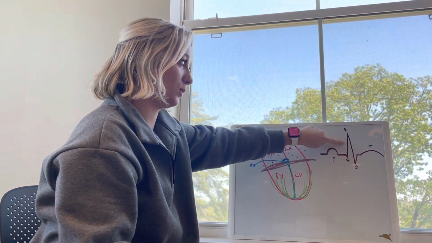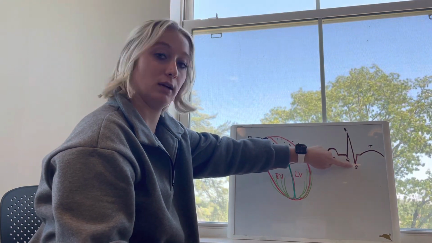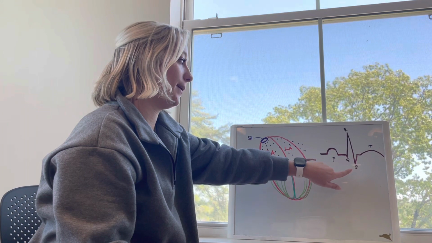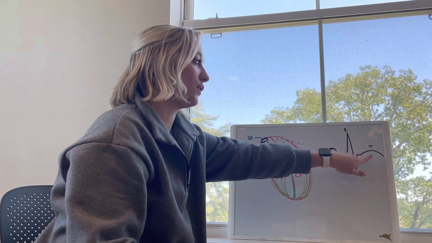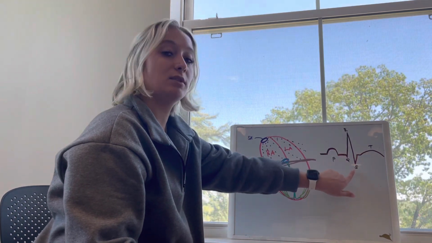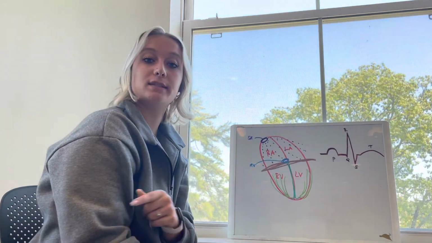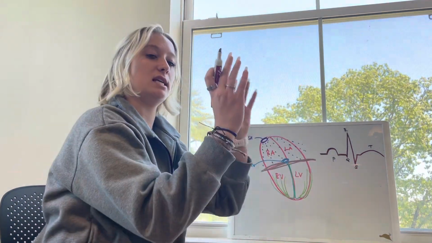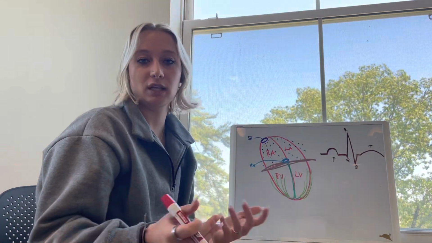So this is where it's being sent through your bundle branches, and this is your Purkinje fibers depolarizing. And then you've got your atriums repolarizing also in here. And then your T wave is your ventricles repolarizing. So this is just a way you can see how depolarization is happening in the heart in a graph, like from the doctor.